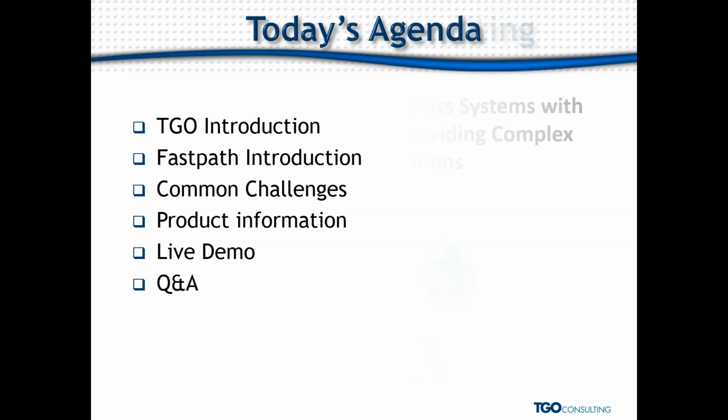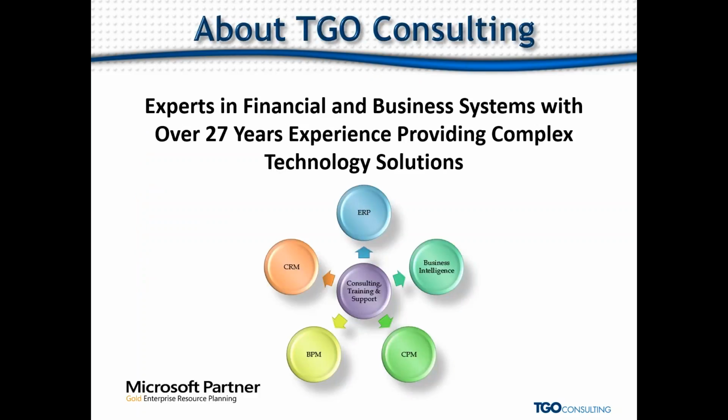For those of you who don't know who TGO is, we've been implementing financial systems for the past 27 years, specializing in ERP, business intelligence, business process management, and corporate performance management. In the ERP space, we have been a GP partner since 1994. What sets us apart from other consulting companies is that we guarantee the success of our projects at a fixed fee. And we're always looking for ways to help our clients enhance their systems and improve their bottom lines with solutions like Fastpath.